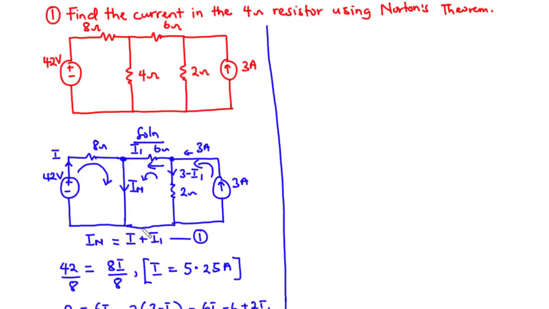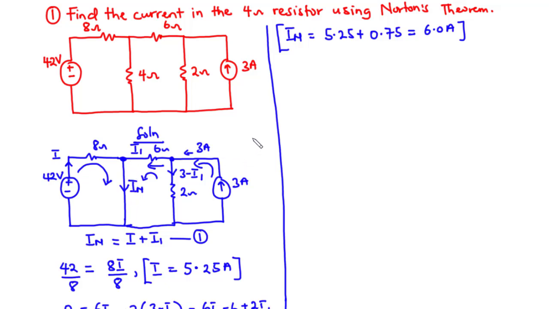Now since we have the value of I and I1, we can find the value of IN. So we have IN to be I, which is 5.25, plus I1, which is 0.75. Now when you add the two, you have IN equals 6.0 amperes. So this is the value of the short circuit current flowing through this branch.